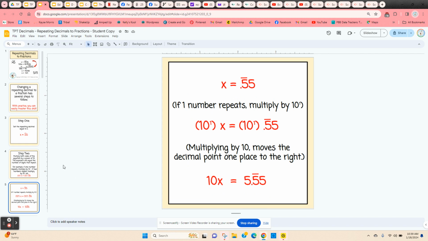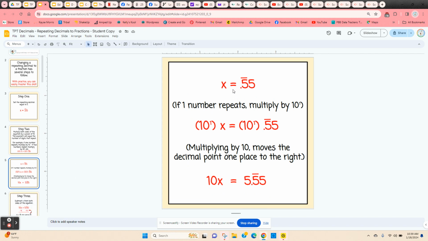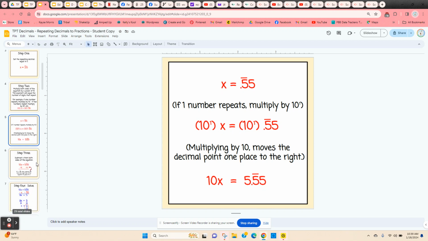So it gives an example of how to do this. Here we have our equation. One digit repeats, so we're going to multiply both sides of the equation by 10 to the first power, which is just 10. And that'll give us 10x equals, and this just moves the decimal point one place to the right when they multiply by 10. And then we're just going to add another 5 because the 5 is repeating.